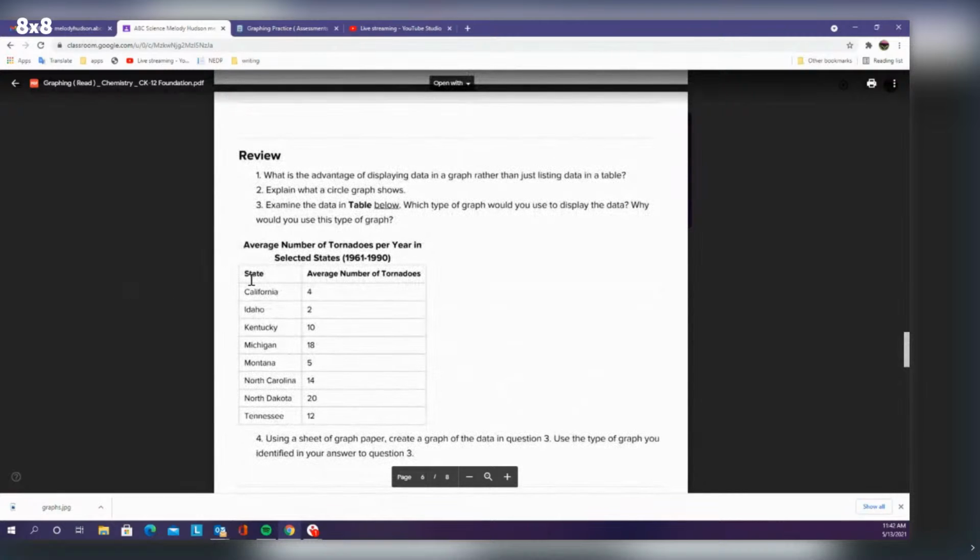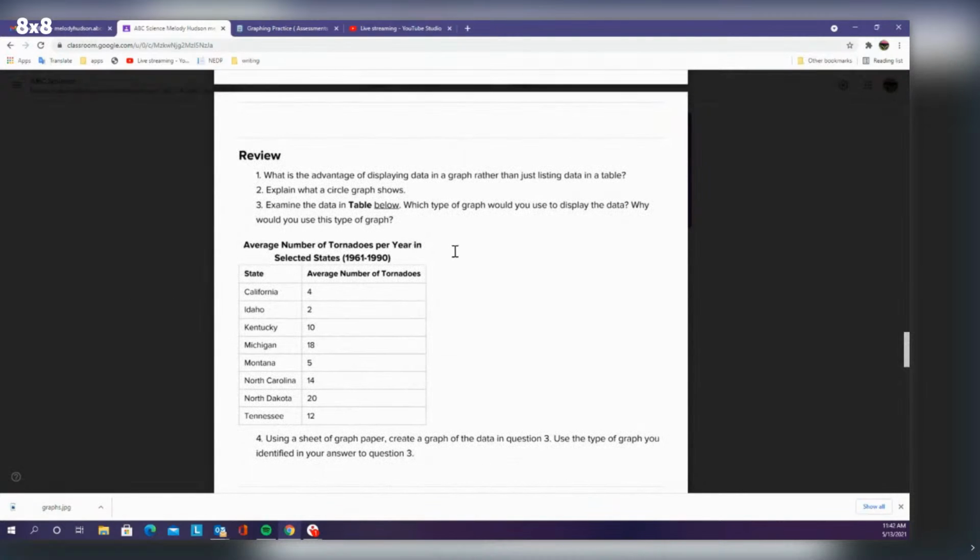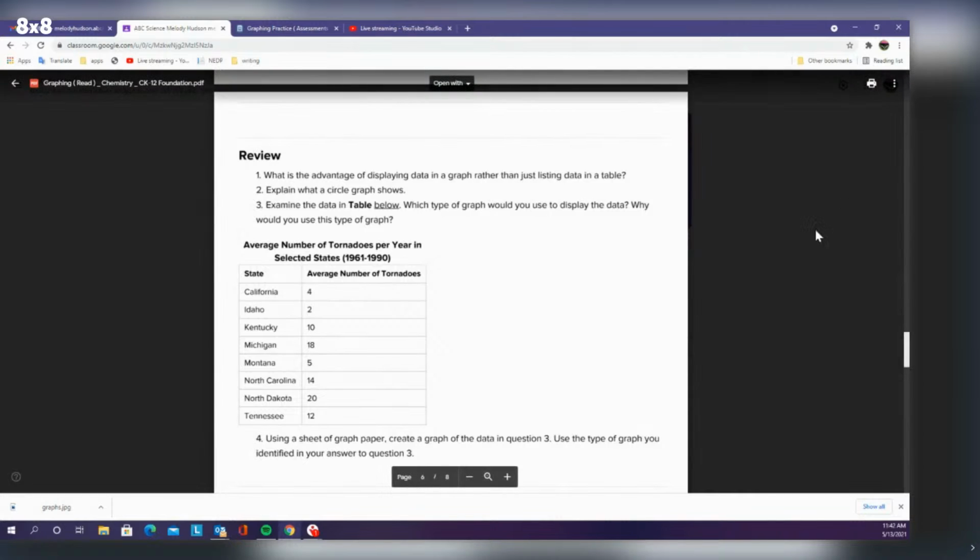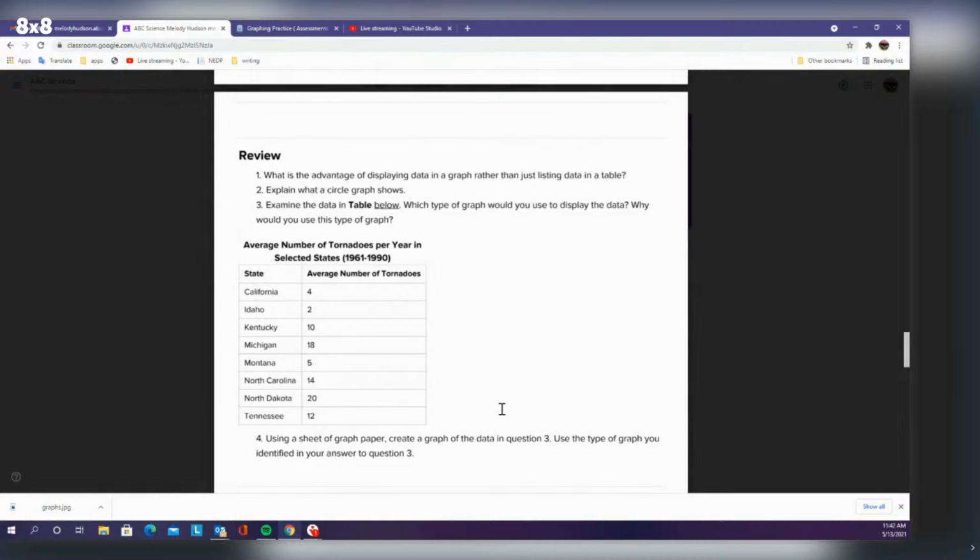So we are looking at the average numbers of tornadoes a year in selected states. These few states and the average number of tornadoes. So what kind of graph would we use? Are we going to use a circle graph? No, we're not talking about percents. We're not going to use a line graph, it doesn't really show change over time. You're looking at different states. So I probably would show a bar graph.